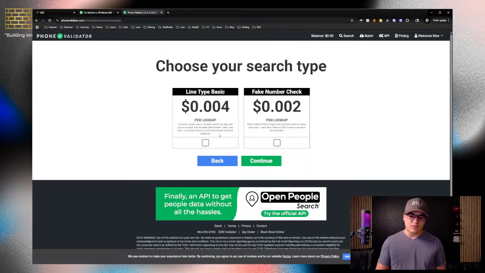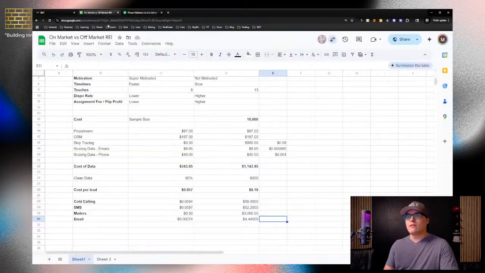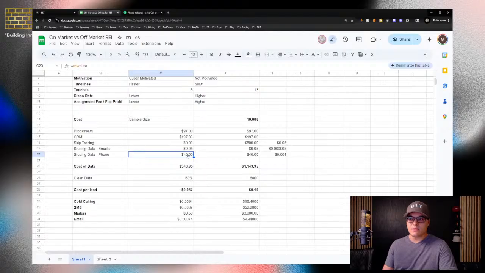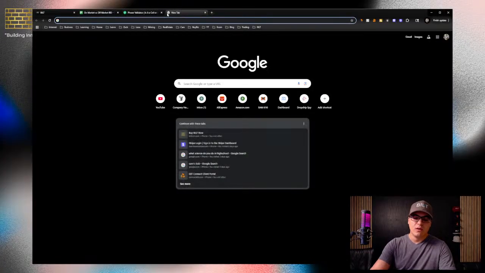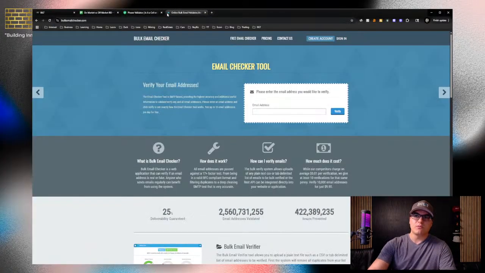I know DNC doesn't really matter for us anymore due to the new laws in certain states. I'm sure in Atlanta we'll get that as well, where there's no such thing as DNC for acquisition. But it doesn't cost that much, right? On these leads, it cost $40 on the 10,000 pieces of data, but it does take time for it to be validated, so do keep that in mind. And the same thing goes for Bulk Email Checker, because we use this all the time as well. Let's just say I log in.